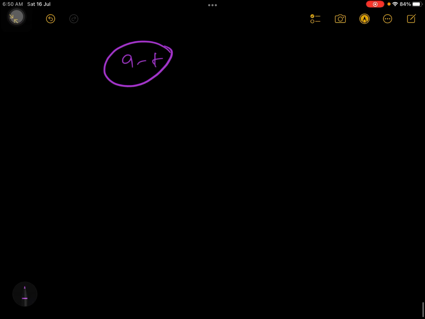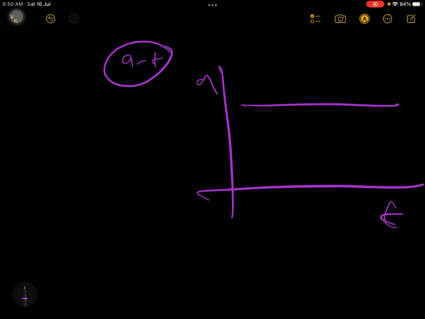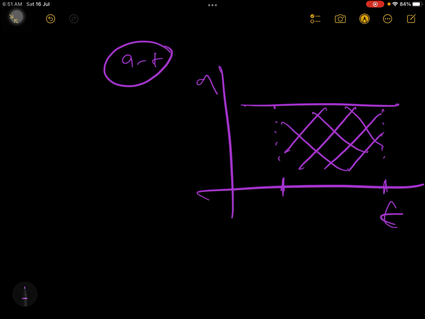So now you can draw. If you have an AT graph like this, and from this time to this time you want to find out your velocity, you need to find out the area, but that velocity will be average velocity. Okay, just a moment. Yes, so this velocity will be your average velocity. I hope everything is fine. So how will you find out the area?